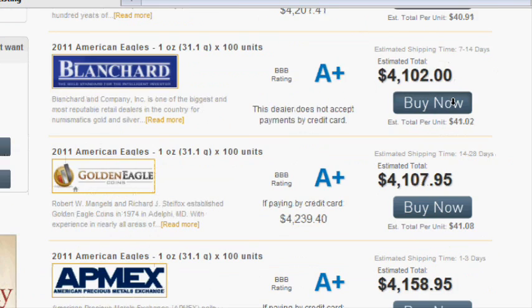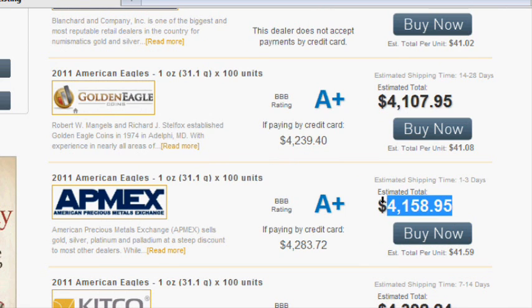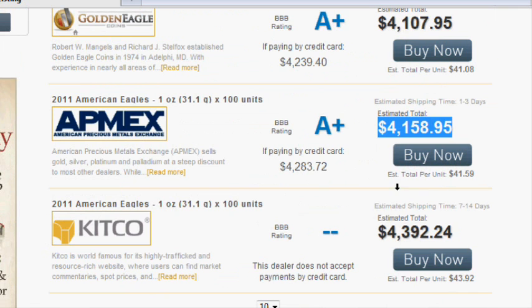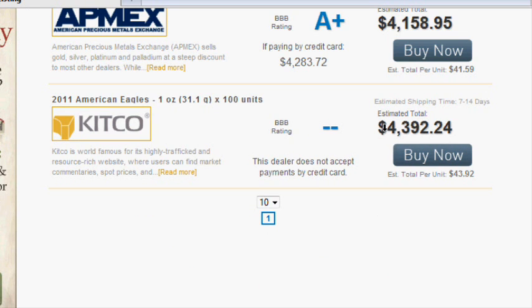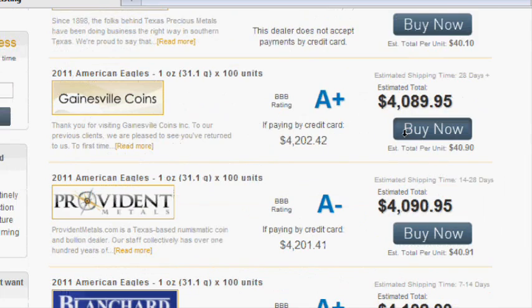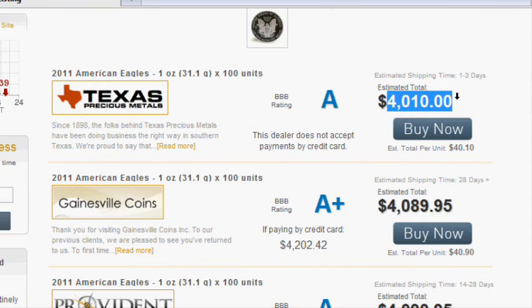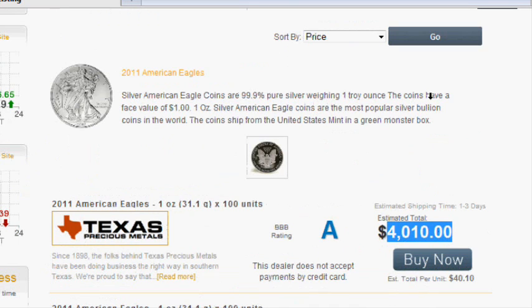So you get all of these different prices. APMEX at $41.58, and they're only waiting a day to 3 days. Kitco, $43.92.